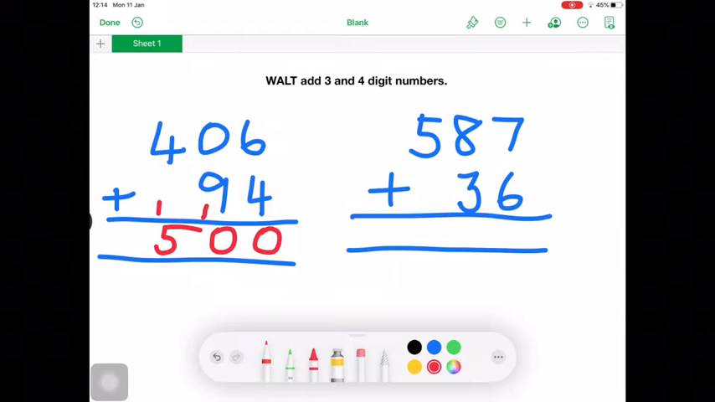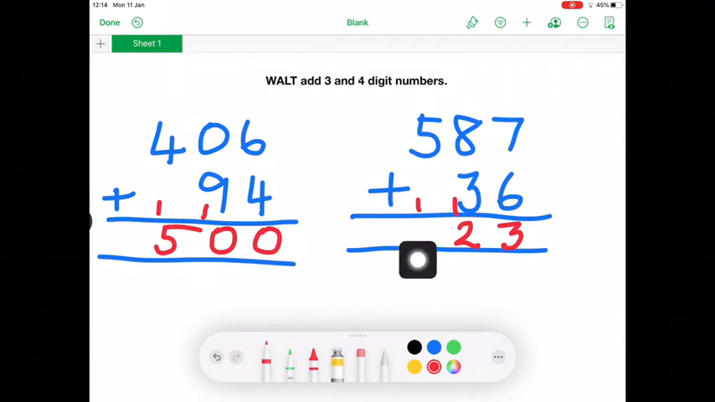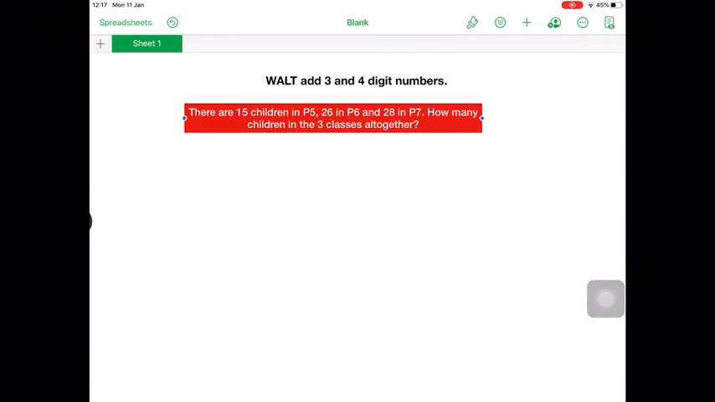Okay. Now we'll begin with our units again. 7 plus 6 is 13. So we write down our 3 units and we carry our 10 over into the tens house. 8 plus 3 plus 1, well that's 8 plus 4, and that's 12. Down our 2 and carry our 100 over to our hundreds column. 5 plus 1 makes 623.